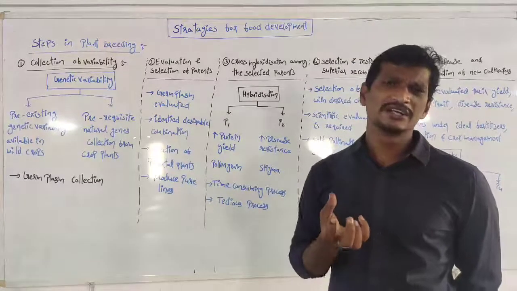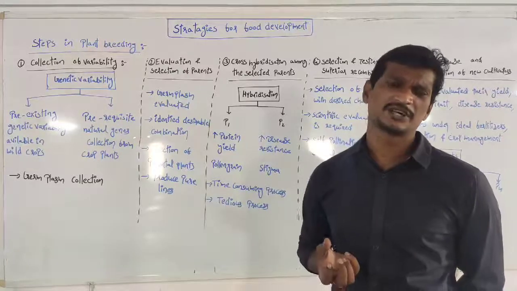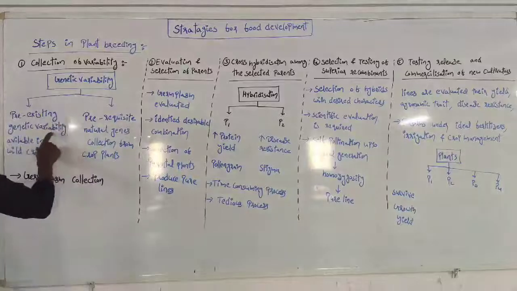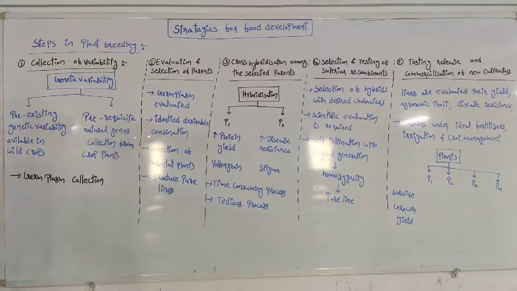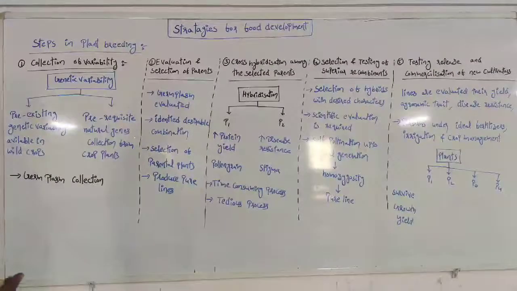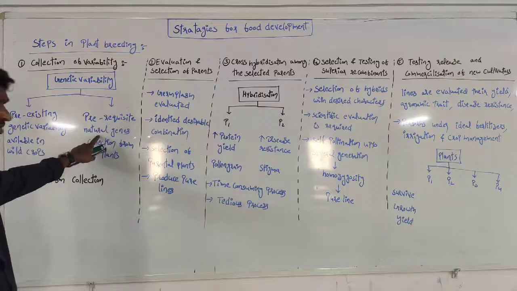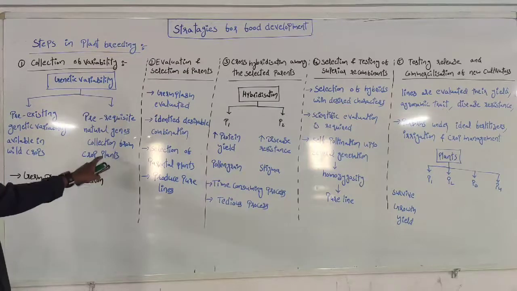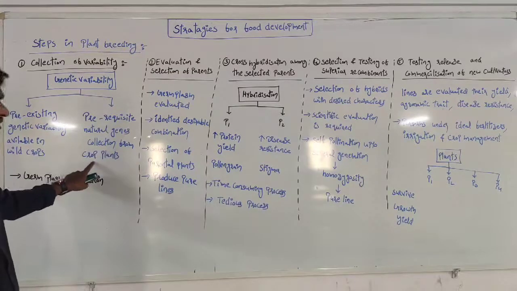Or we are collecting the different types of desirable characters. See, pre-existing genetic variability is available in the wild crops. Whatever wild crops are there, within those wild crops there is pre-existing genetic variability. Whatever characters we are expecting, those characters are available within the wild crops. And a prerequisite: natural genes. Within the crop plants, some of the characters are naturally present. Right? So here, genes are collected from the crop plants.